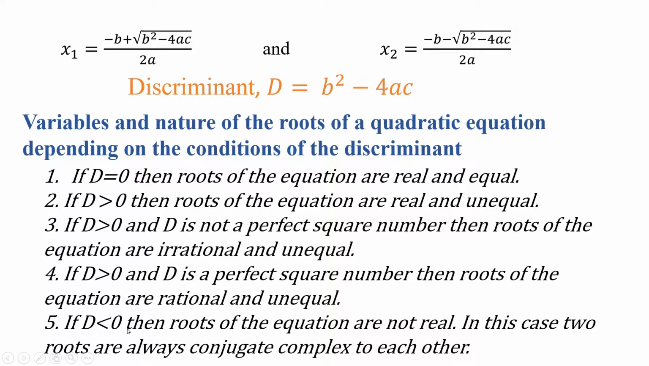Okay, so if d is less than 0, then we get the roots of the equation are not real. In this case, two roots are always conjugate complex to each other. Okay, here it is a quadratic equation, that's why two roots.